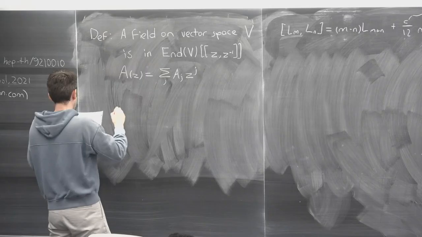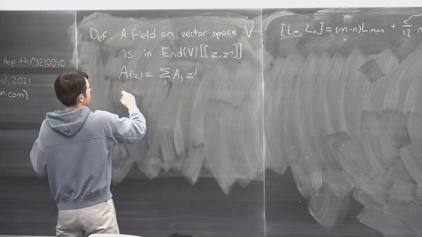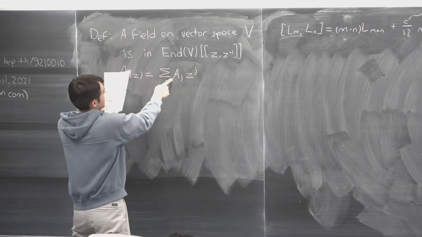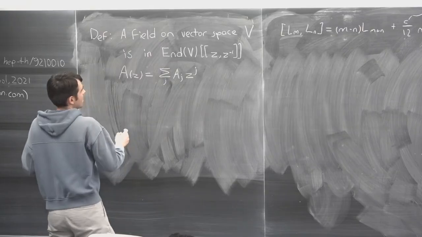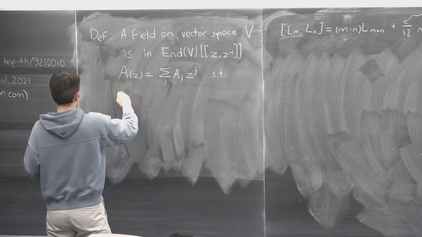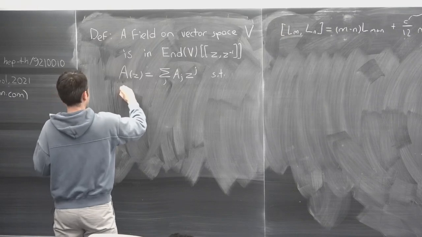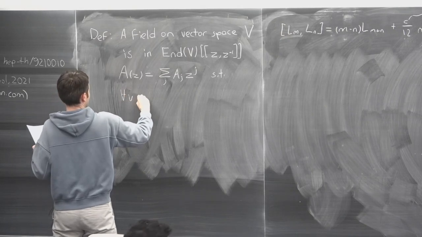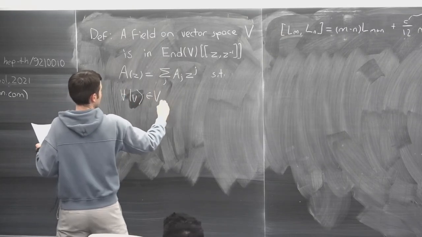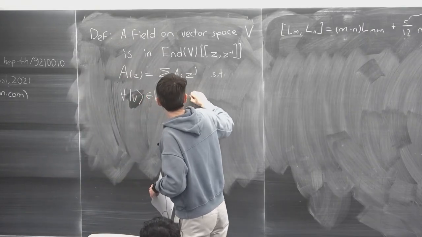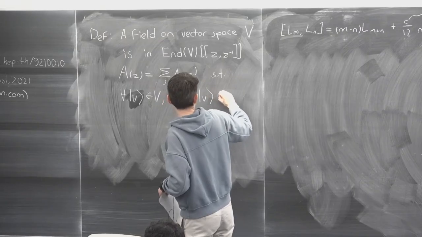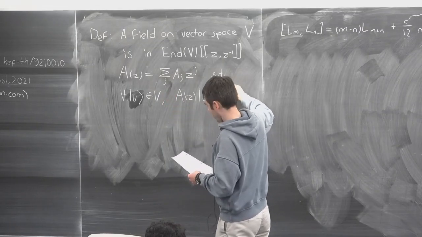With an additional property: even though you can have as many negative powers as you want in the whole thing, for every fixed state that you act on, you only have finitely many negative powers. So, such that for all vectors V, A of Z acting on V is now a finite Laurent polynomial.